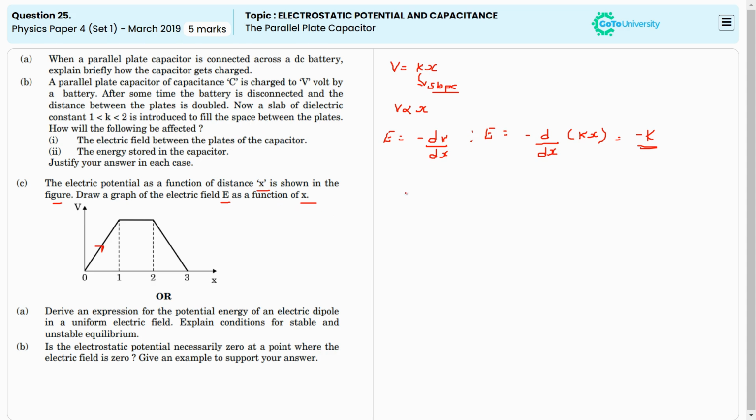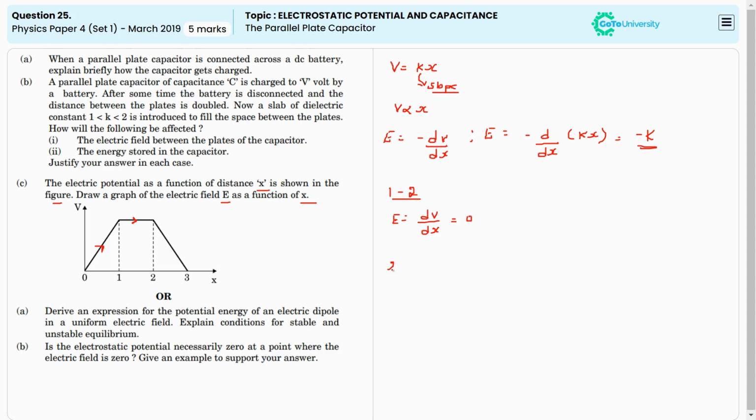Okay. Then from 1 to 2 here, the distance of the potential is the same. Here the potential difference is the same. That means there is no change in the potential difference. Then we can write this as E = dV/dx = 0. That is constant. There is no change here.